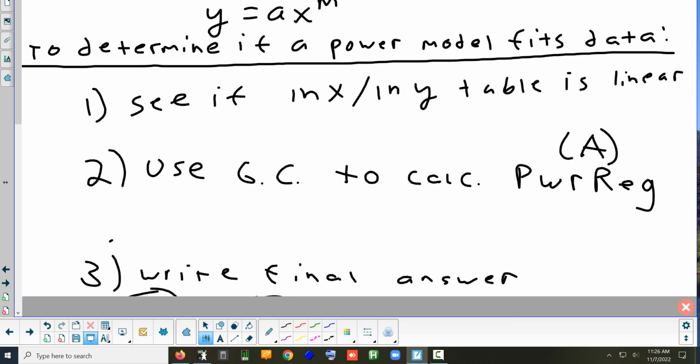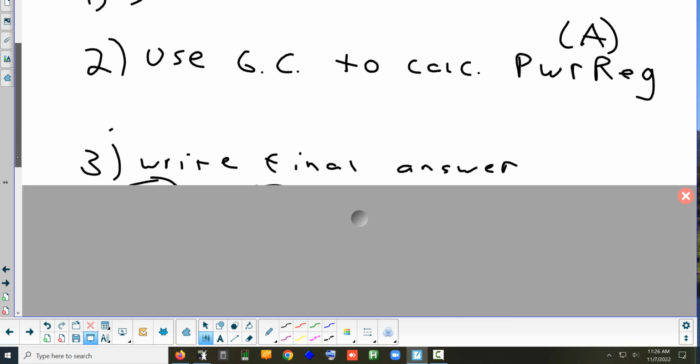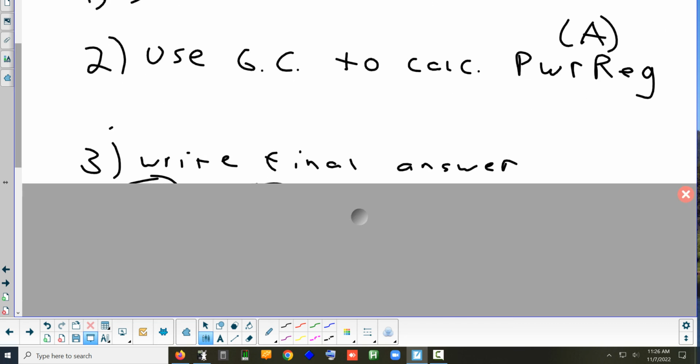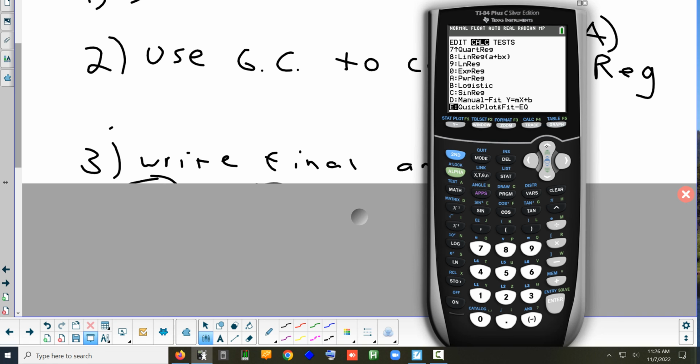I don't know, if you use a different calculator, it might not be option A. How would you select option A? You just go right up to it and then hit enter. Is there a shortcut, like numbers? Yeah, you could do alpha and then press math, and that would be A. Interesting. Yep.